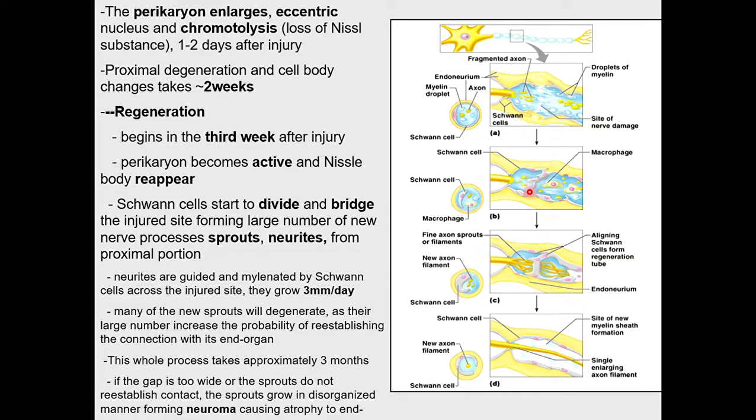Then at the 3rd week, again, there is bridging and dividing of Schwann cells, neurites form, and the fibers grow by sprouts. Some of those neurites will regain the original form toward the targeted tissue. Some of them will degenerate. If those neurites fail to regain the original form, due to the long distance of the injury or whatever the reason, then they will form what we call a neuroma, and this neuroma will cause death of the targeted tissue.